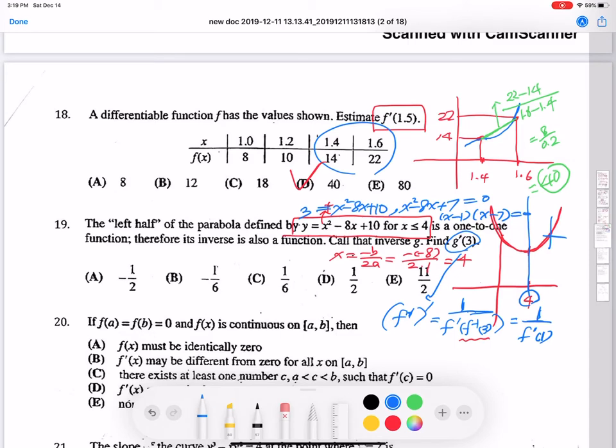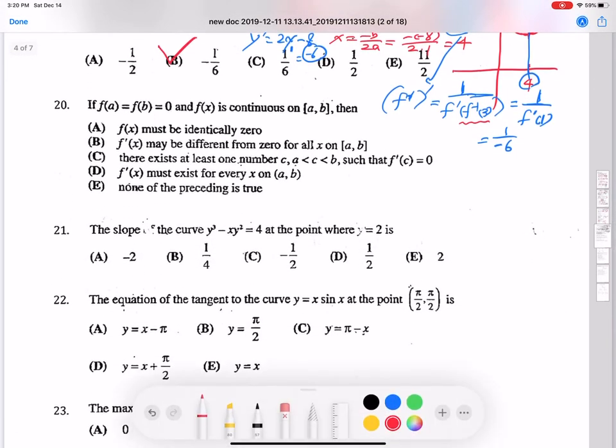Okay, f prime of 1, that means what? Derivative. Find the derivative function, plug in 1 for x. So what is y prime? Derivative of x squared equals 2x. Derivative of negative 8x is negative 8, and any constant has derivative 0. Then plug in 1, and that is negative 6. So 1 over negative 6. So B is the answer. Number 20.